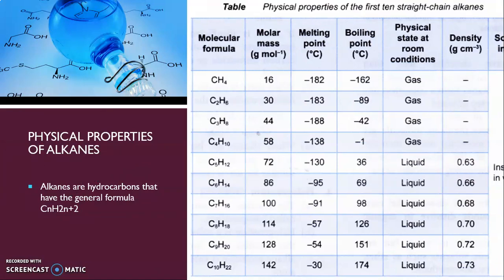Okay, here we go. We have some physical properties of alkanes over here. Alkanes are hydrocarbons that have the general formula CnH2n+2. But that is very important, because if you have ever seen a question in a past paper at school, or in the questions you are going to get, I guarantee that there would be a question from this.